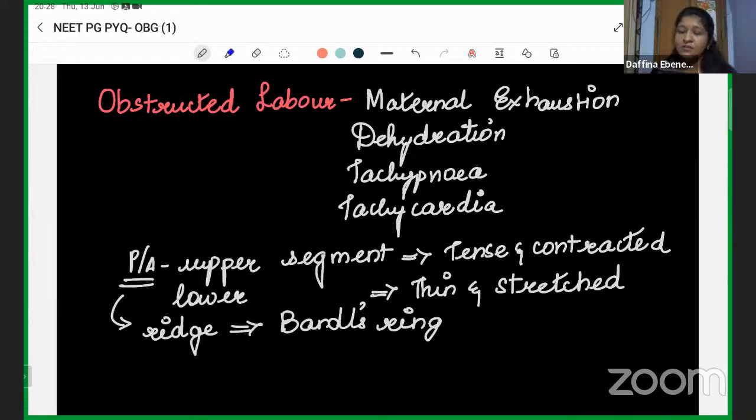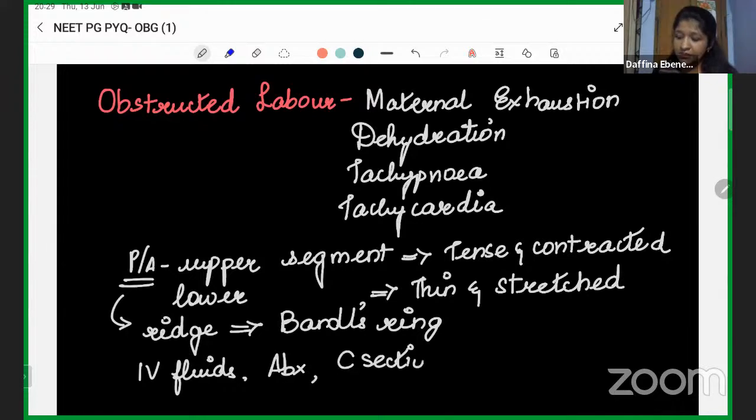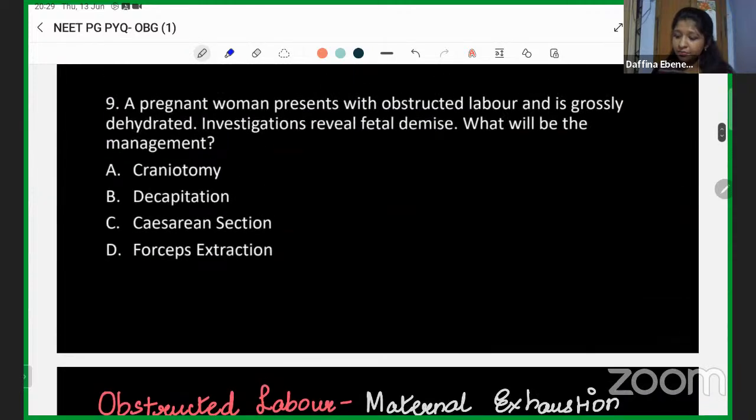When you diagnose a woman to be in obstructed labor, you can no longer wait. You should start hydrating her with IV fluids. She's more prone to infection considering the prolonged duration of labor, so we should start the patient on antibiotics, and immediate delivery by cesarean section is the only management for obstructed labor. There is no wait and watch policy. There is no further augmentation with oxytocin once you diagnose the woman to be in obstructed labor. So the three things will be IV fluids, antibiotics, and immediate delivery by cesarean section.